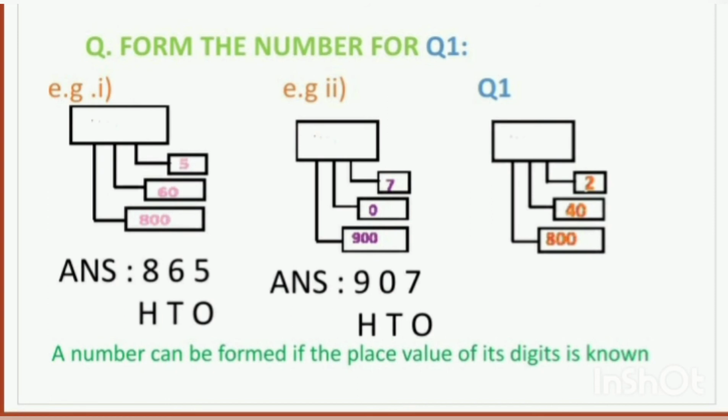So first question, you can see the place values are given as 5, then 60 in the second box and 800 in the third box. So which will be the number? That is, 8 is in hundreds place, 6 is in tens place and 5 is in ones place. The number becomes 865. Similarly, go with the next question and try to answer the third question.